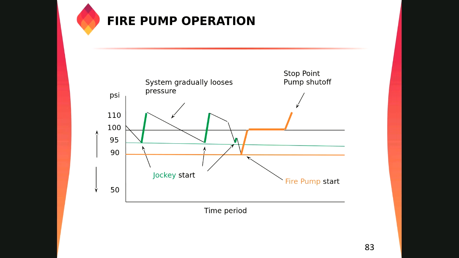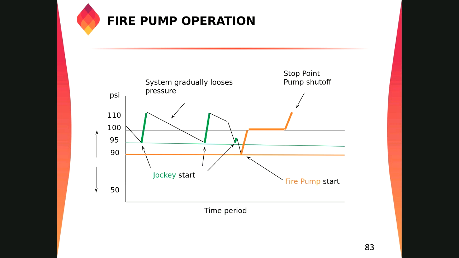It looks like this is an actual fire. Now this is beyond the capacity of the jockey pump. The jockey pump, or the maintenance pump, cannot keep up, so at that time the fire pump starts. And again when pressure goes to 110 psi, the fire pump will be shut off. Is this graph clear to you? Yes.